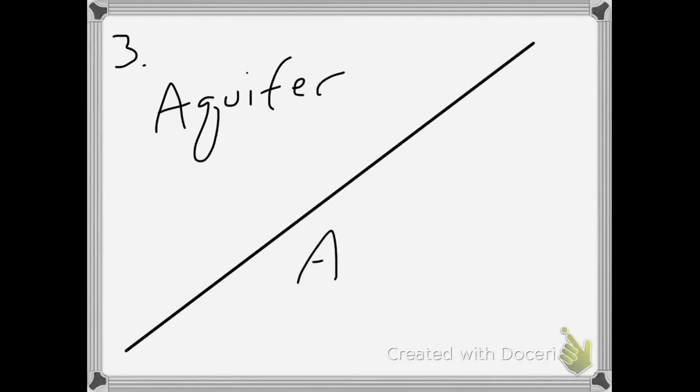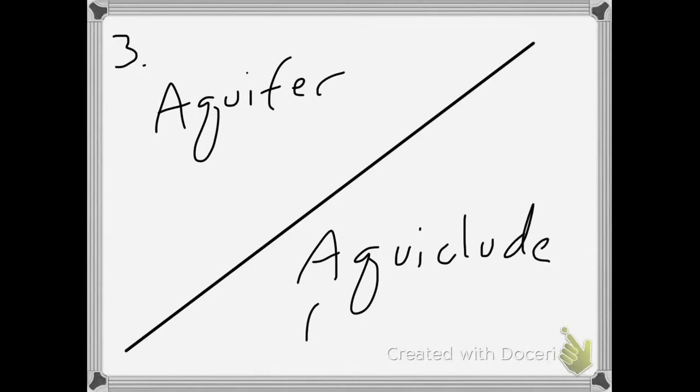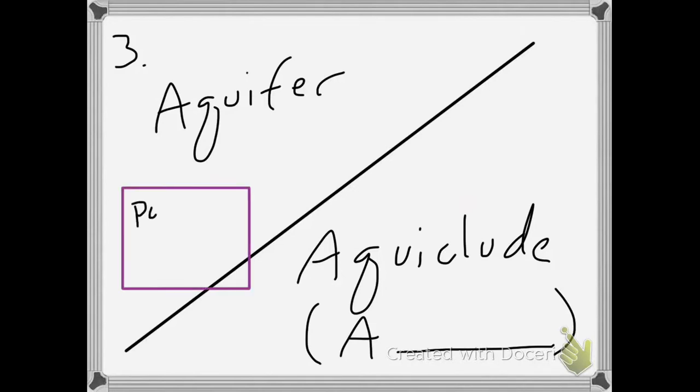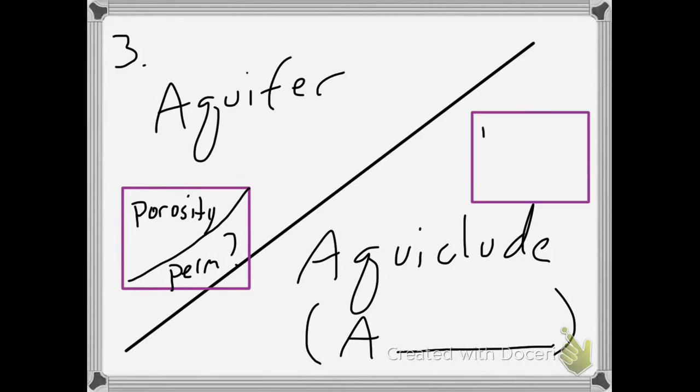So now let's differentiate between the word aquifer and aquiclude. Do you know the other word for aquiclude that also starts with an A? That is aquitard. So talk to me about an aquifer in terms of its porosity and permeability characteristics. Will it have a high or low porosity? Will it have a high or low permeability? Well, if it's an aquifer, it'll hold water and allow water to transmit through it. So it'll have both a high porosity and a high permeability.